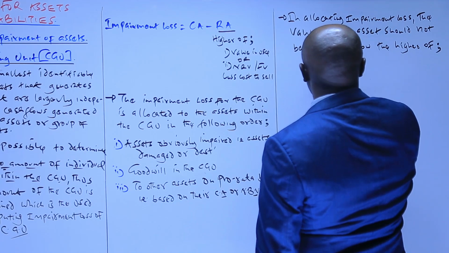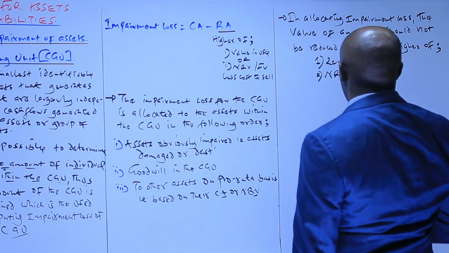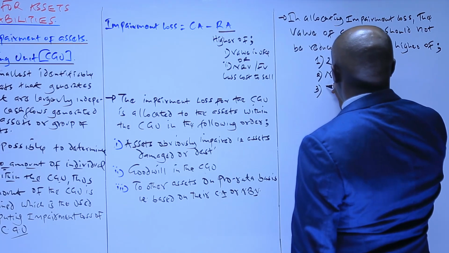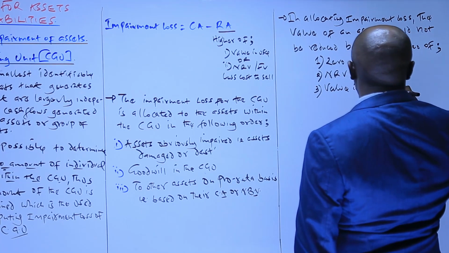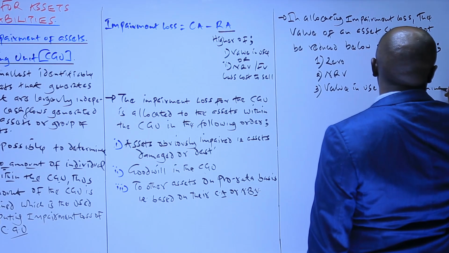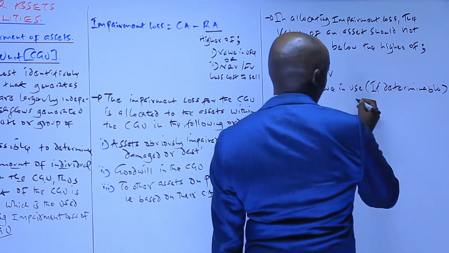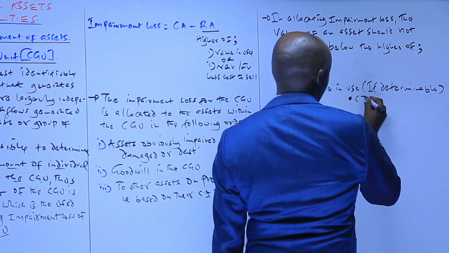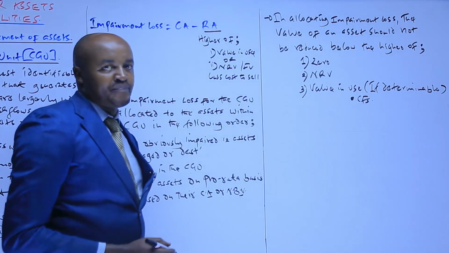Number two, the net realizable value of the asset. And number three, the value in use if it is determinable. Remember, in determining the value in use of an asset, we use the cash flows. We discount the cash flows to be generated by such an asset.